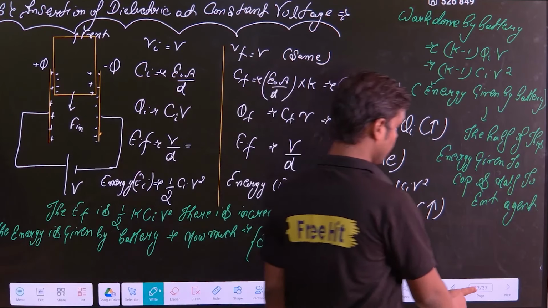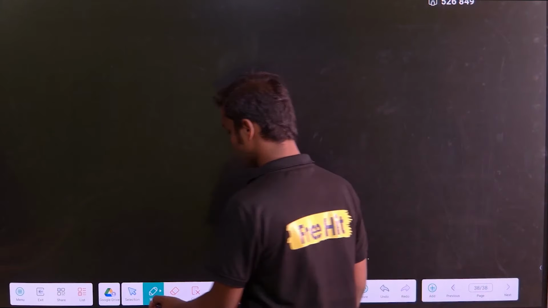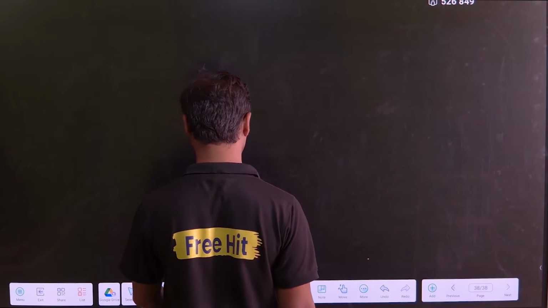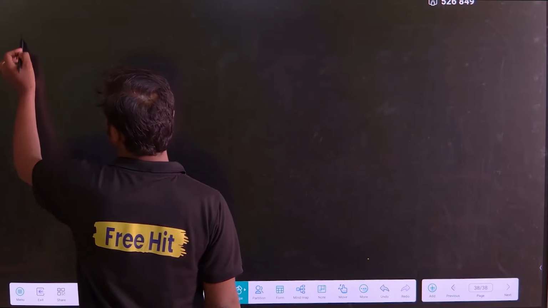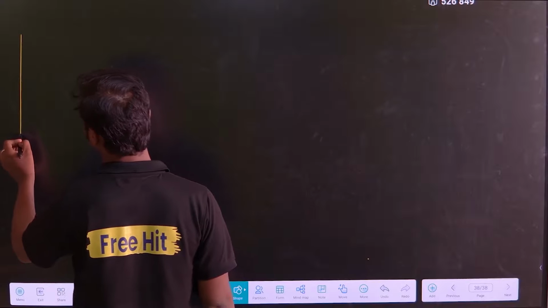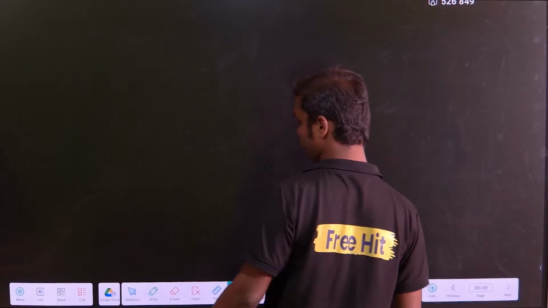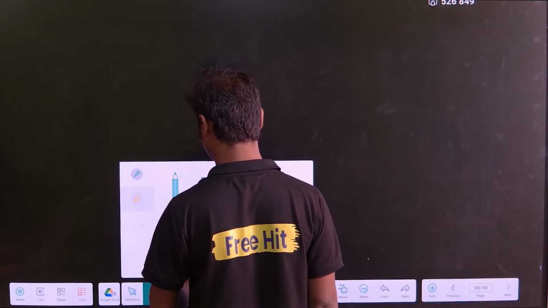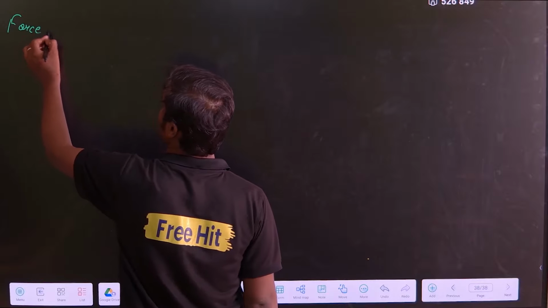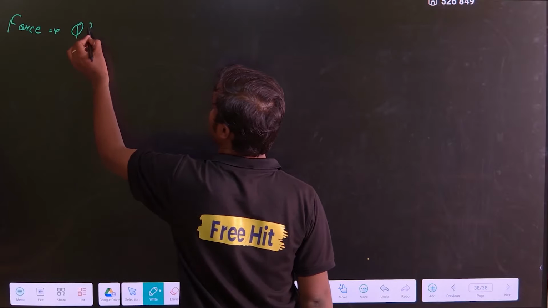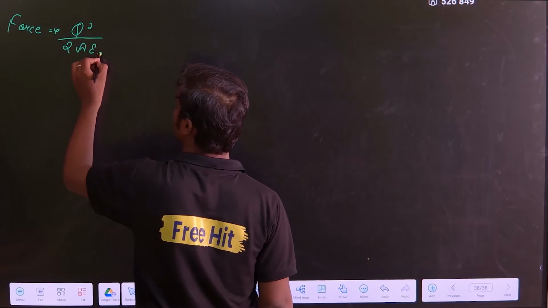Now after this, we haven't observed one thing, that is the force. So let us do the observation of force also. If you want, we can do the calculation, but I don't think it is needed. See, what is the force? Force we know is defined as Q square by 2A epsilon naught. Correct? This is the formula we know.